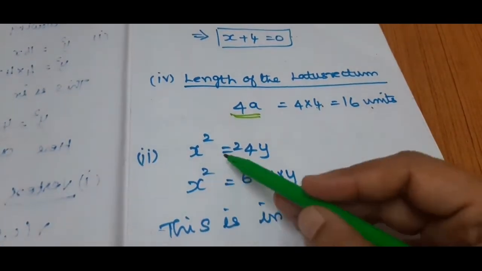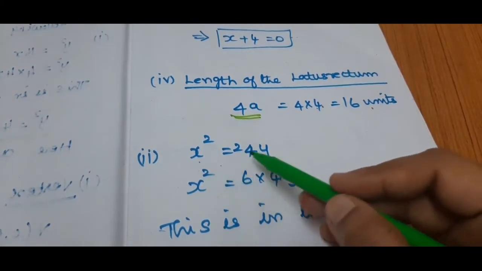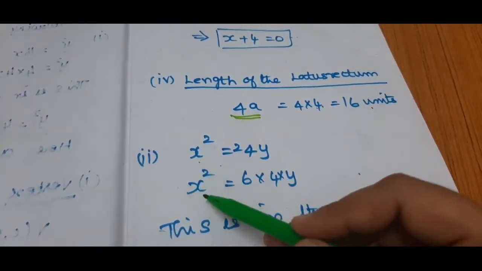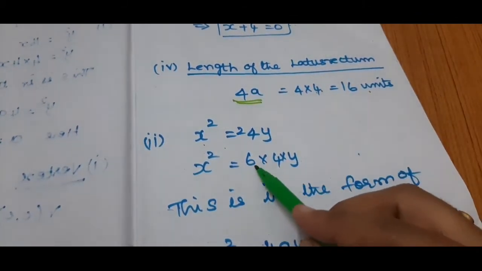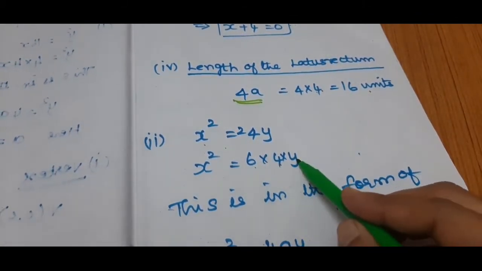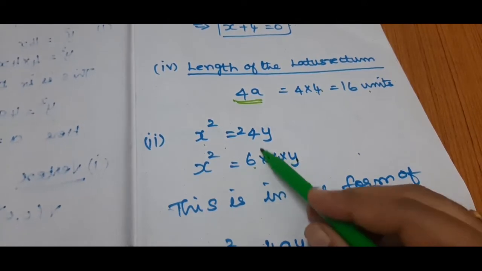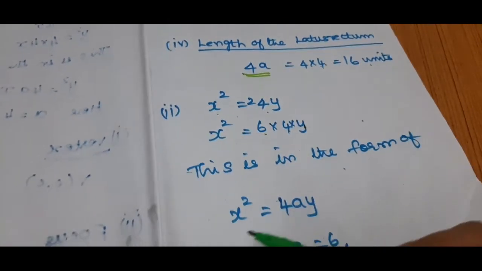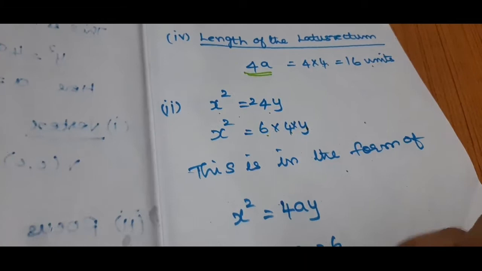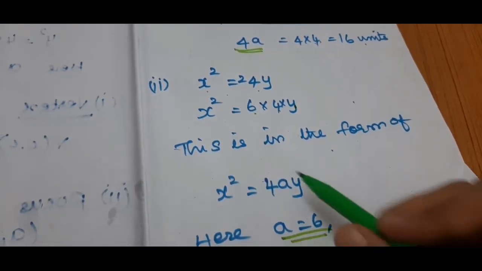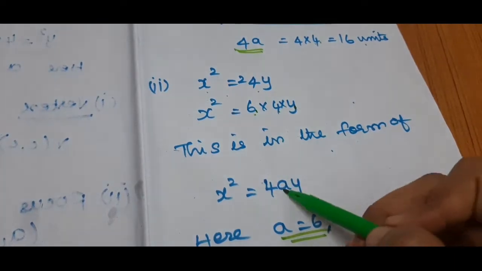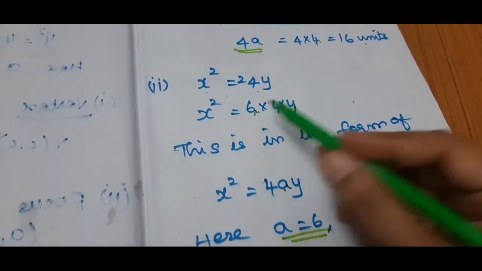Now the second question is x square is equal to 24y. So this I can write as x square is equal to 6 into 4 into y. That is 6 4s are 24. So this is in the form of x square is equal to 4ay. Here in the place of a I have 6.